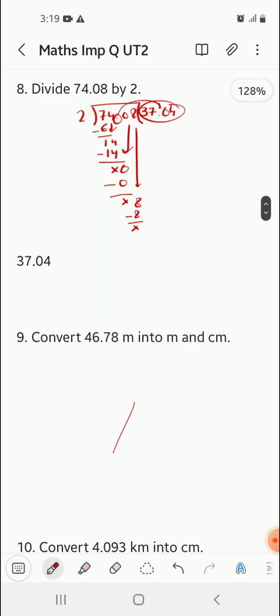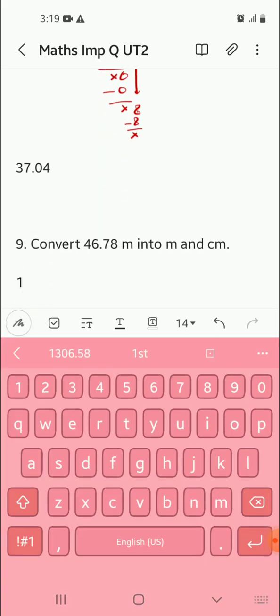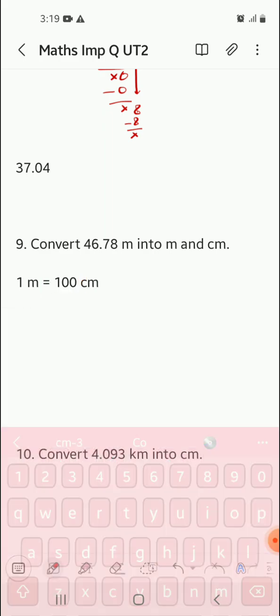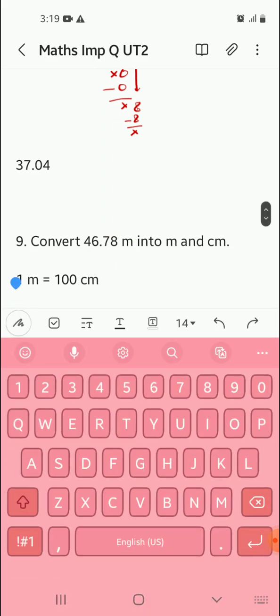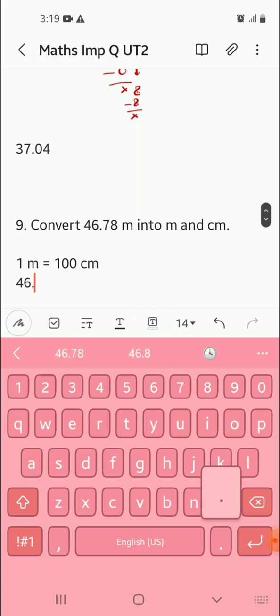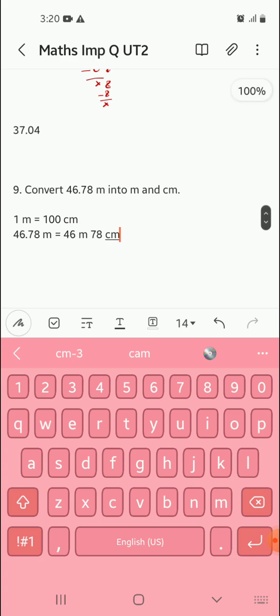Moving on to the next question. Convert 46.78 meter into meter and centimeter. Very simple. We'll just simply write the step, that is 1 meter is equal to 100 centimeter, we know. So you can see there are only two numbers after the decimal point. So simply we are going to write 46.78 meter is equal to 46 meter 78 centimeter. That's it.